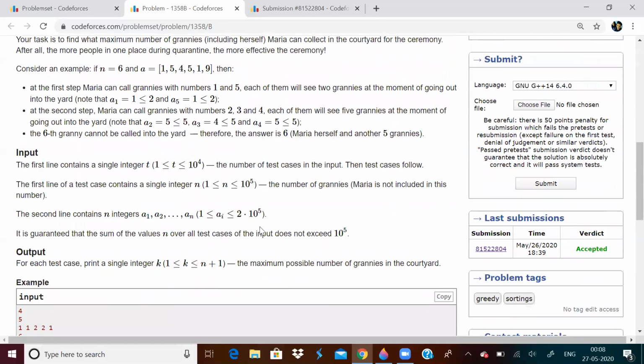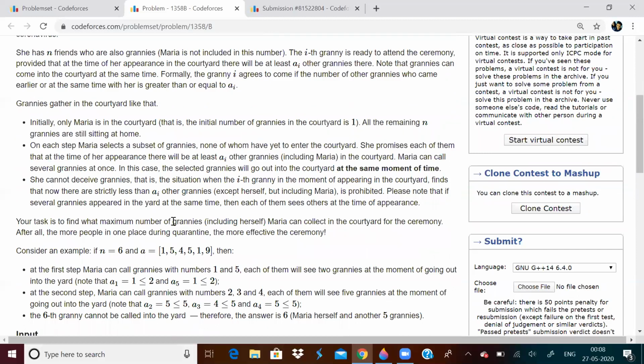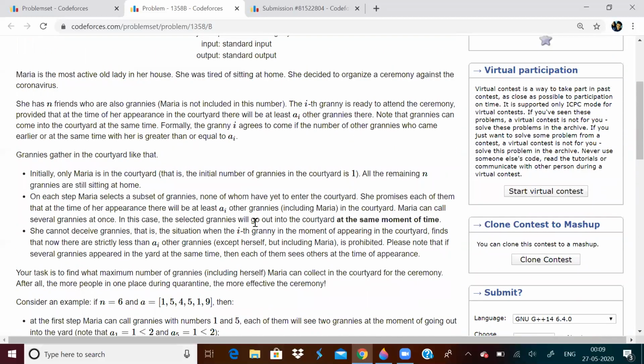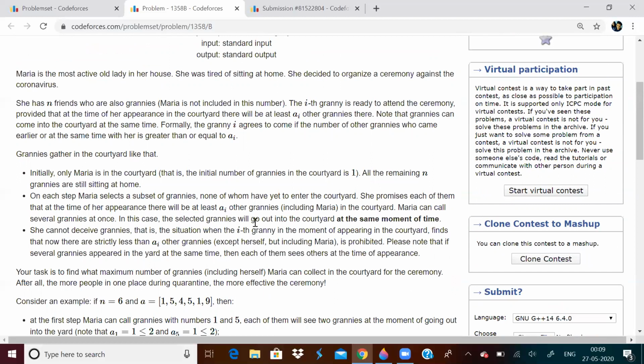So actually you need to read this question. To explain this question, there is nothing actually to explain. If you read it, you'll understand. It is just that some grannies have a value AI, and every time you want to invite a granny, the number of people already present, including Maria, should be greater than or equal to AI.